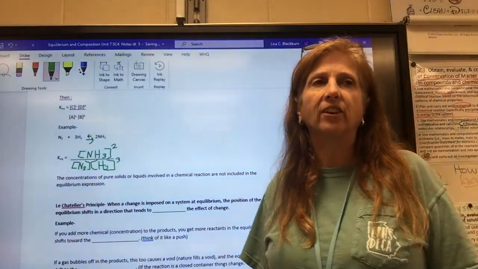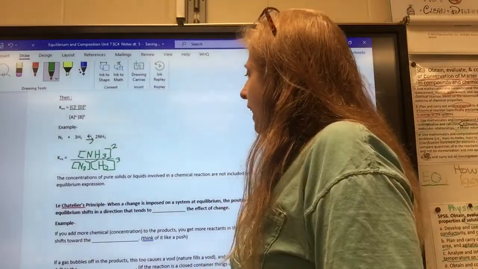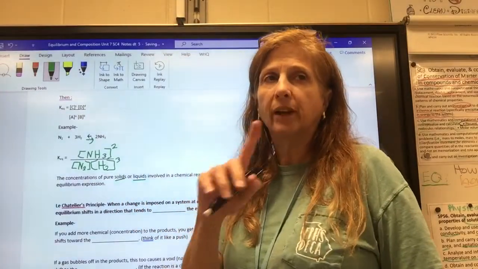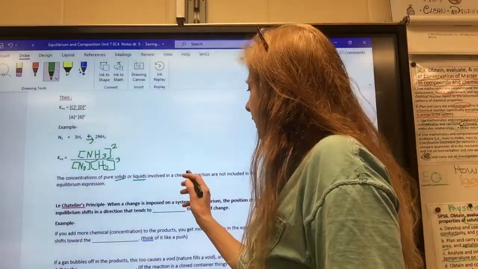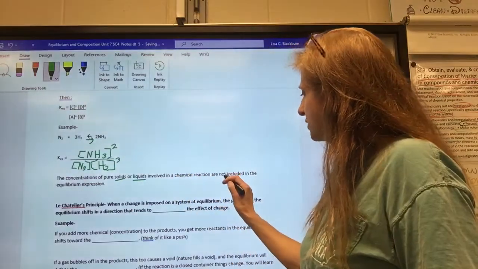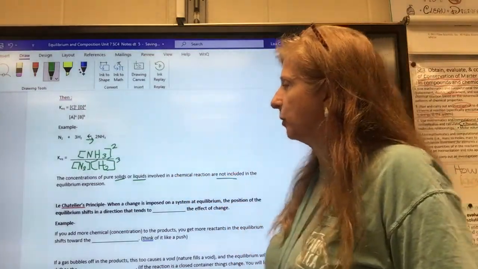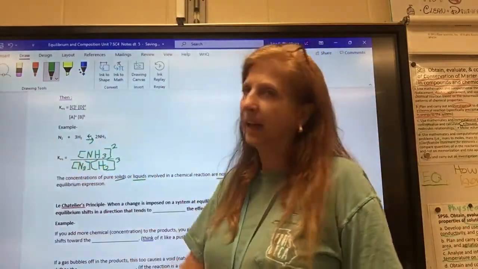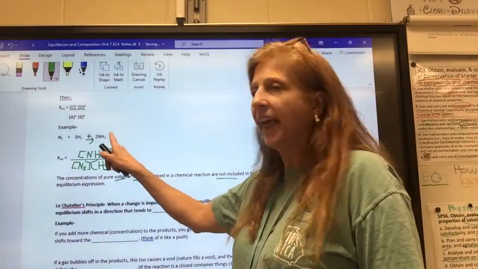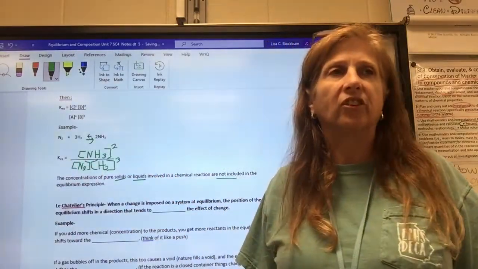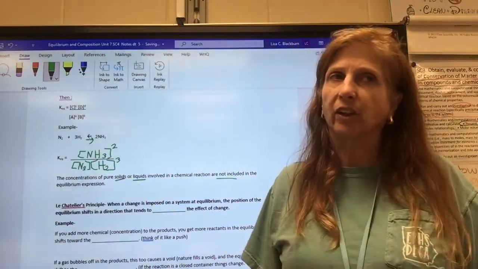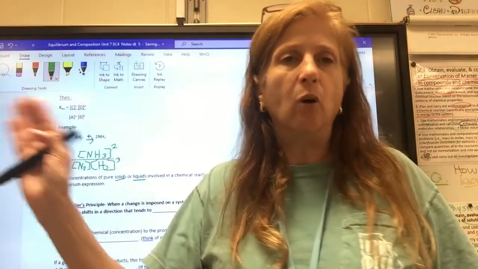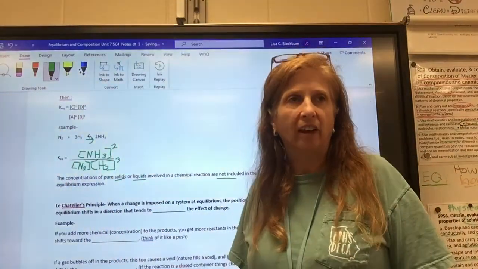Okay, this is the last little confusing bit. If it is a pure solid or a pure liquid, not aqueous, but pure solid, pure liquid, involved in the chemical reaction, they are not included in the equilibrium expression. So if in your reaction it's got a little s in parentheses, meaning it's a solid, you don't put it in the expression. Or a little l, meaning it's a liquid, you don't put it in the expression. You just leave it out.